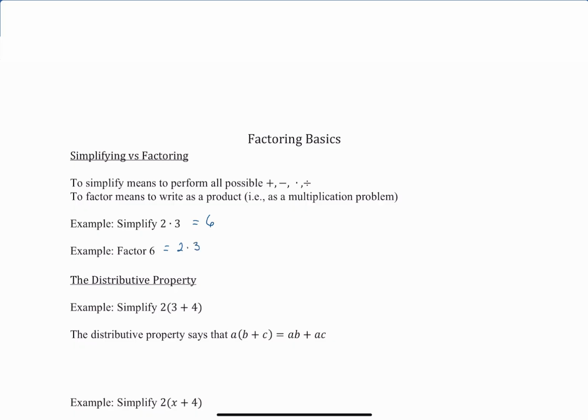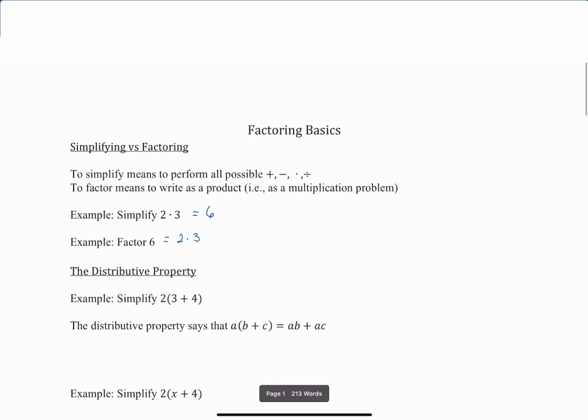So we have two ways of writing the number 6. We can write it in simplified form, where you just see the 6, or we can write it in factored form, where you see it as a multiplication problem. That's the difference between factoring and simplifying.